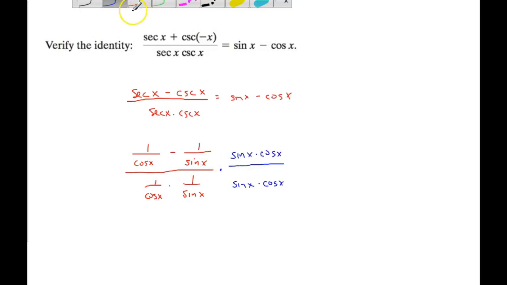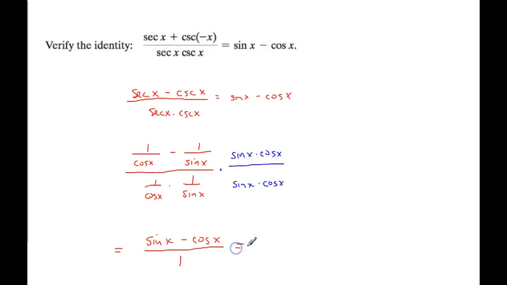And in doing that, I'm going to get sine times cosine divided by cosine. So that'll cancel a cosine and leave me with just a sine, minus 1 over sine times cosine. The sine this time will cancel and leave me with a cosine. Alright, and then on the bottom, sine will cancel with sine, cosine will cancel with cosine, everything's a multiplication. So we end up with a 1.